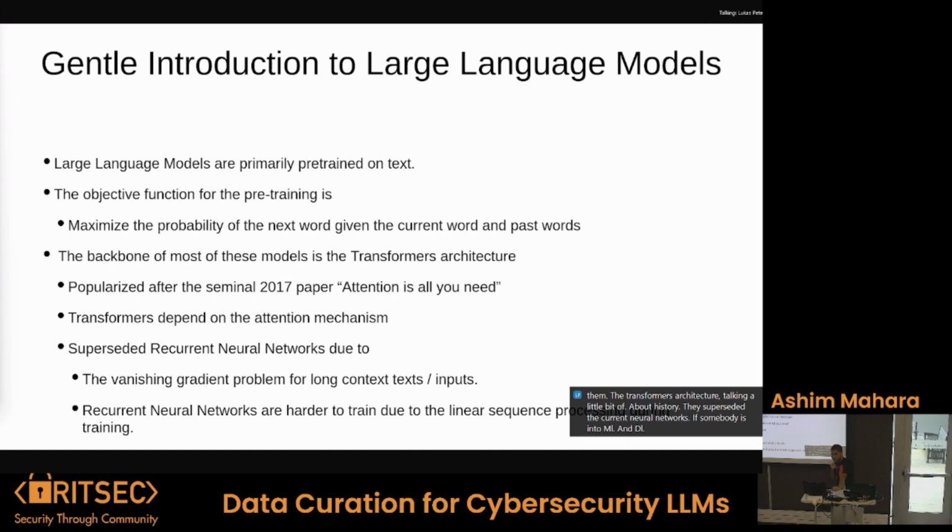RNNs were used for sequential processing, but there were two main problems with RNNs, which was vanishing gradients. Because if the sequence is long, because of how the RNN architecture works, the gradients while training would vanish because they didn't have skip connections, which we're going to see next. And RNNs are very hard to train due to linear dependencies between sequence processing. So the gradients have to be, or the tokens or the probabilities have to be processed in sequence, and they have to be backpropagated in sequence.